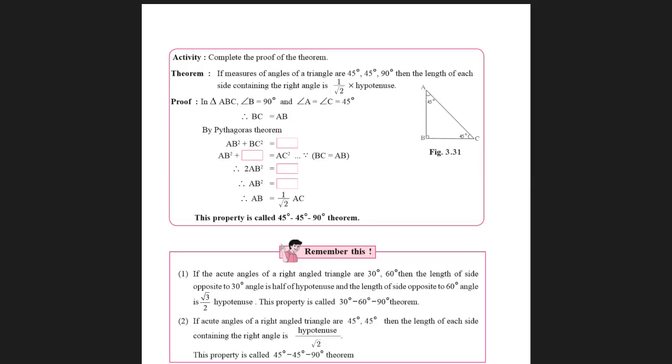This is what we have to prove. In the proof, in triangle ABC, you are given angle B is 90 degrees, angle A and angle C are 45 degrees. Therefore, BC equal to AB. What is the reason? Isosceles triangle theorem, or converse of isosceles triangle theorem. The sides opposite to congruent angles are congruent. So AB equal to BC.